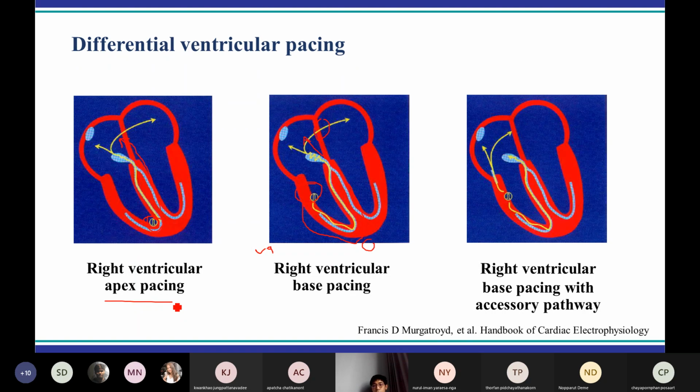But if there is an accessory pathway, you pace from here, from the apex, and this is the VA time when the signal goes up to the atrium, compared to pacing from the base. And the signal will get through the accessory pathway here. The RV base VA time would be shorter or equal to the RV apex VA time. Okay, anyone has any question about this?